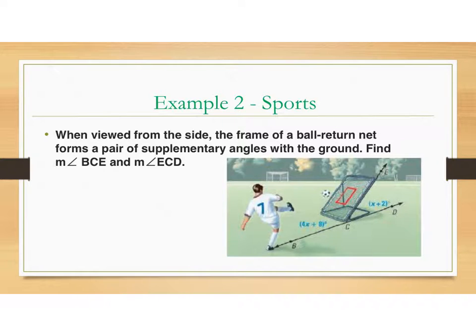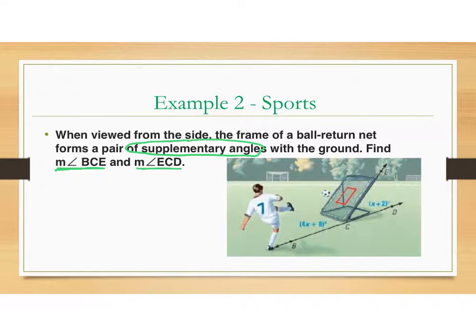And it says, when viewed from the side, the frame of a ball return net forms a pair of supplementary angles with the ground. Find the measure of angle BCE and the measure of angle ECD. Remember that M up there means measure, and what we're talking about is the number value. What is the number? Like, how many degrees are those things? They form supplementary angles with the ground, meaning that those two things have a special relationship.